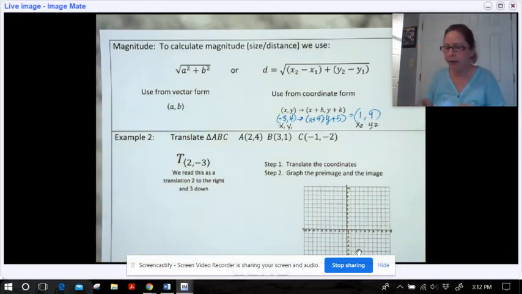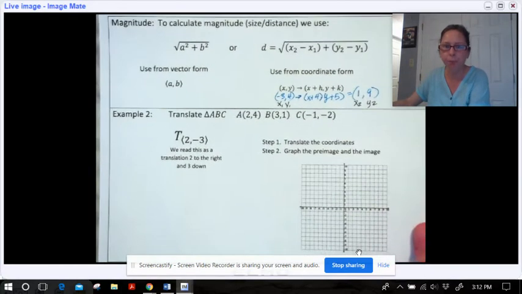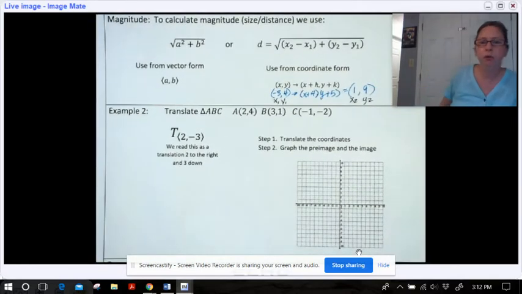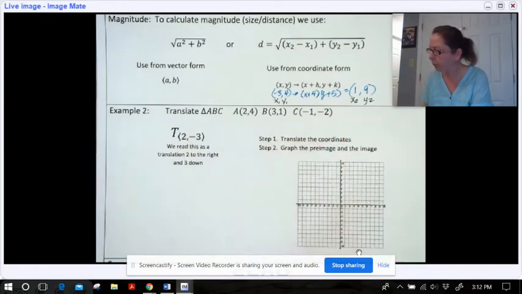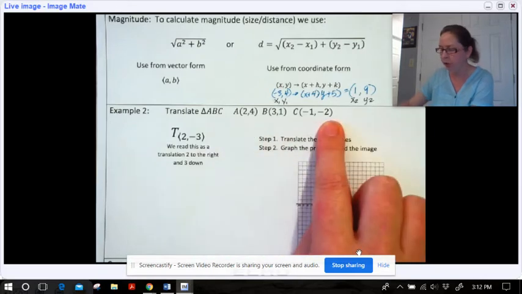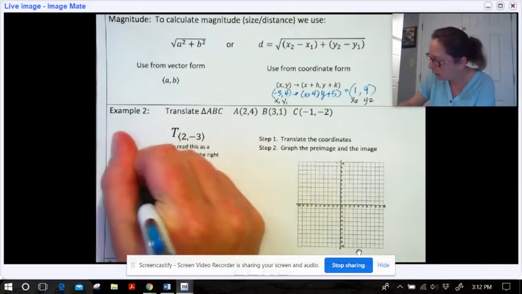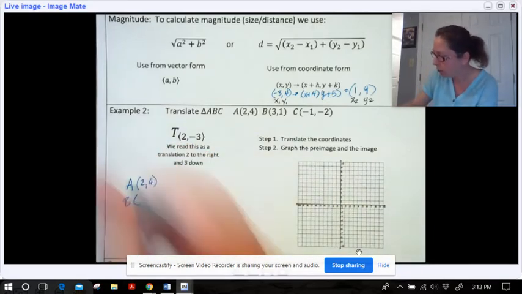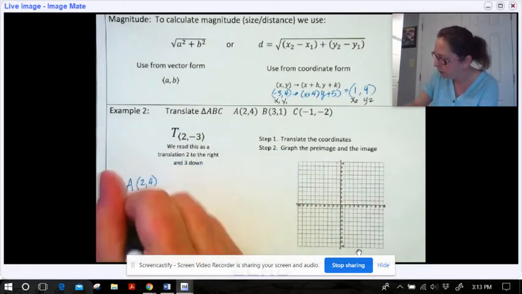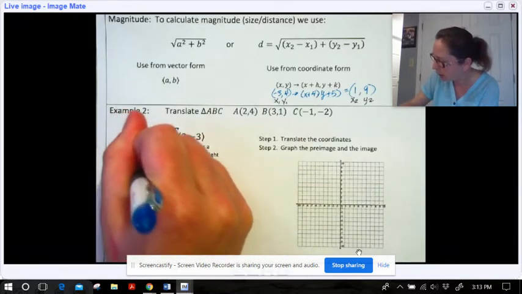All right, let us do an example number 2, where this time we're given the vector, and we're going to use the vector to find the image. Okay, so I have triangle ABC here, and this is my pre-image. Let's go ahead and plot my pre-image. So A is at 2, comma 4. B is at 3, comma 1. C is at negative 1, comma negative 2. And this is my pre-image.